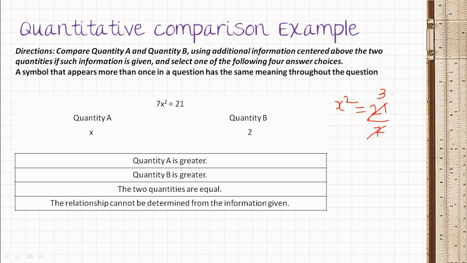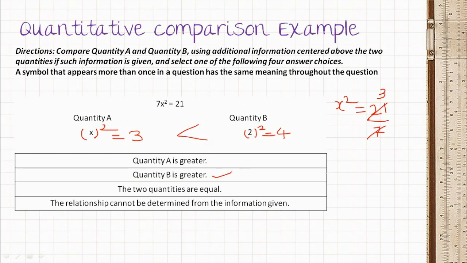Now we can do two things. One is that x² = 3, which means x = √3. But because I don't like that concept, I like this method, where I'll square both sides. That is, I'll write x² here, and here also I'll square it. So what it gives me is x² = 3 and 2² = 4. So basically quantity B is greater here. So the answer will be the second one, that is, quantity B is greater.